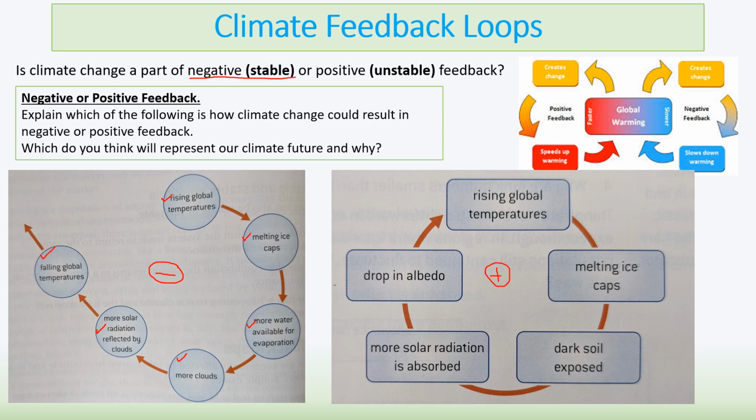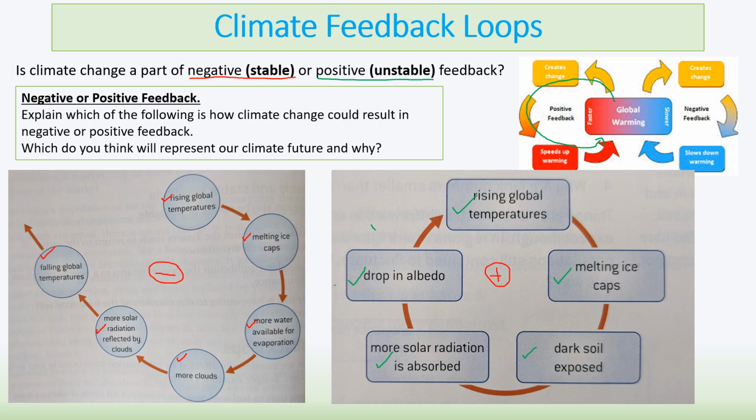However, we could also have positive feedback, and positive feedback is when a change is further enhanced or further developed by a process, so it creates more unstable conditions. So here we have this idea of what if the global temperatures rise. Well, that again could melt the ice caps, but then let's think about that. Underneath those ice caps there is dark soil. Dark things absorb more radiation, and therefore more solar radiation is absorbed, and that causes a drop in albedo or reflection, and therefore you're absorbing more heat into the planet and it would get hotter. So with positive feedback, global warming would increase and the warming up would speed up.